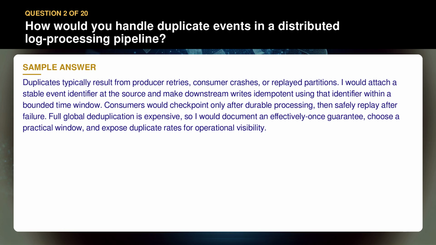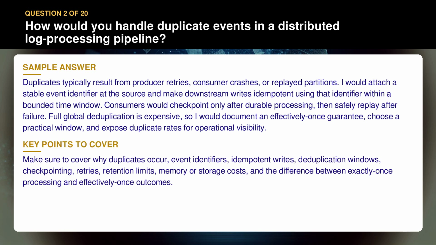Full global deduplication is expensive, so I would document an effectively once guarantee, choose a practical window, and expose duplicate rates for operational visibility. Make sure to cover why duplicates occur, event identifiers, idempotent writes, deduplication windows, checkpointing, retries, retention limits, memory or storage costs, and the difference between exactly once processing and effectively once outcomes.